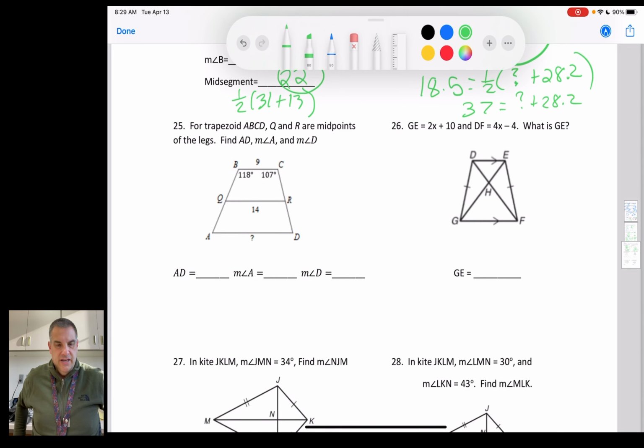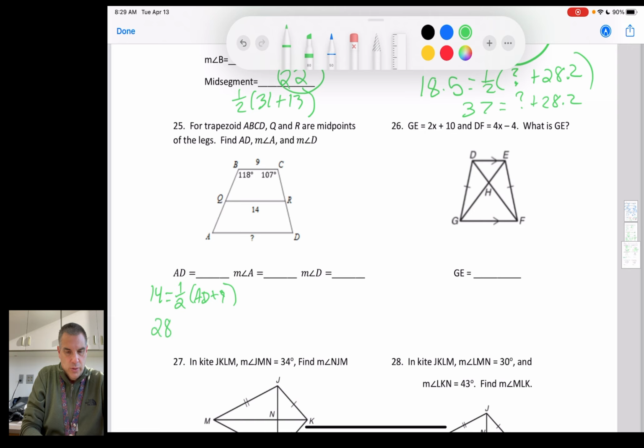Question number 25, it says for the trapezoid, Q and R are the midpoints of the legs, find AD. So kind of that same thing. We know the middle again is 14. So 14 is going to be 1/2 of AD plus 9. So multiply by 2, that's 28 is equal to AD plus 9. Subtract 9, and you get 19.